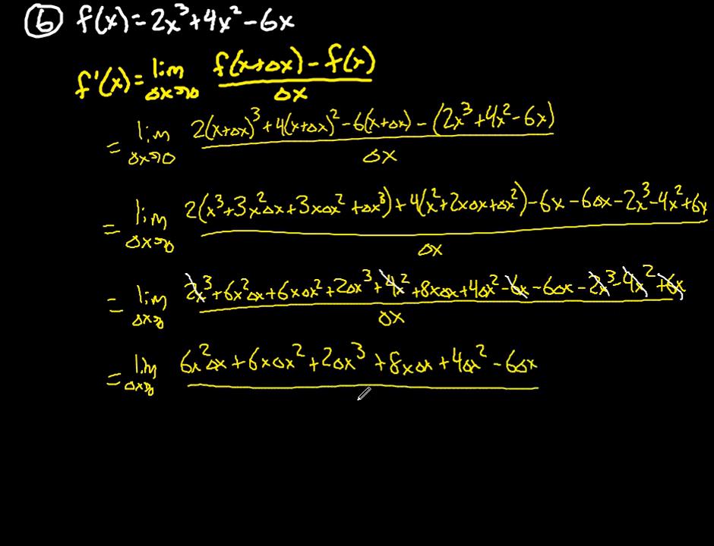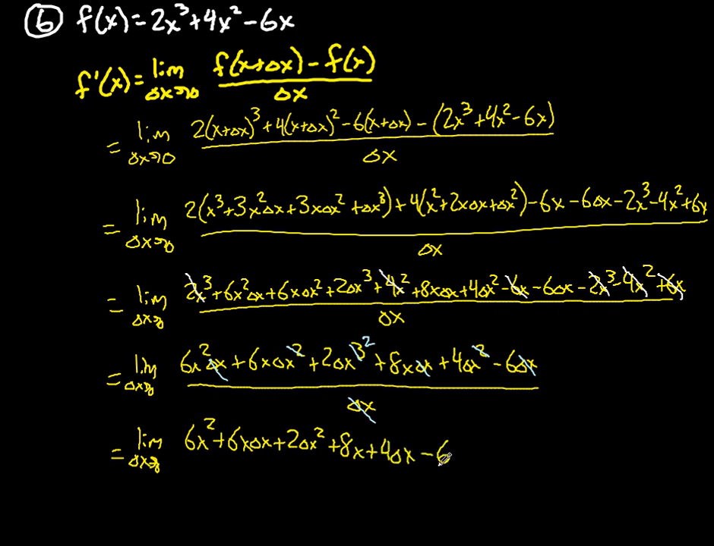All over delta x. You have a lot of delta x's, which is good because that means we have a delta x everywhere. It means I can get rid of one everywhere. Delta x gone, delta x gone, delta x gone. All those are now gone. So what I can do now is rewrite what I have left, which is the limit as delta x approaches 0, 6x squared plus 6x delta x plus 2 delta x squared plus 8x plus 4 delta x minus 6.